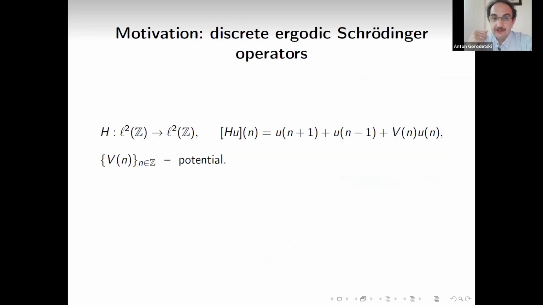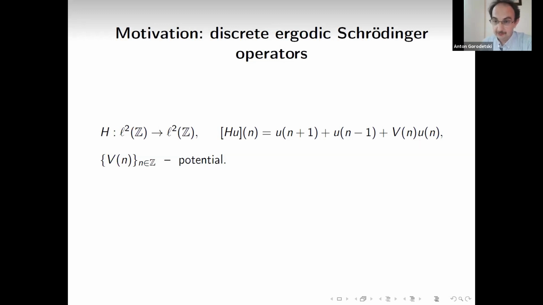Our original motivation came from the spectral theory of Schrödinger operators. Before I go to the Anderson model, I want to say a couple of words about the main definitions that we will need. We're going to consider an operator in a Hilbert space given by this explicit formula. The first two terms are an analog of the Laplacian, a discrete Laplacian, and V of n is a potential, and the potential is any bounded sequence.